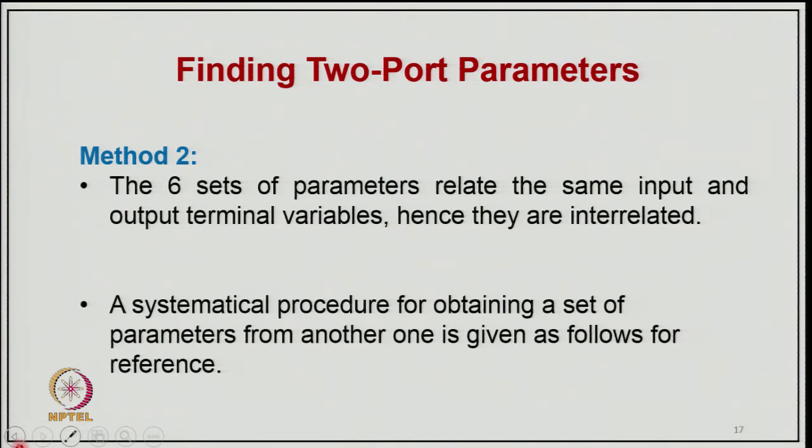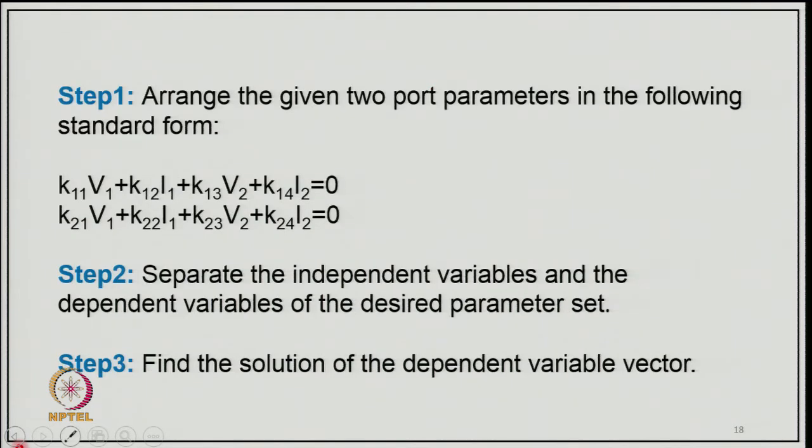So, if you know the parameters by one method, you should be able to find the parameters for another set. A systematic procedure for obtaining a set of parameters from another one is given as follows for reference. The first step is to arrange the given 2 port parameters in the following standard form: k11 V1 plus k12 I1 plus k13 V2 plus k14 I2 equal to 0. That is the first equation, and the second equation is k21 V1 plus k22 I1 plus k23 V2 plus k24 I2 equal to 0.